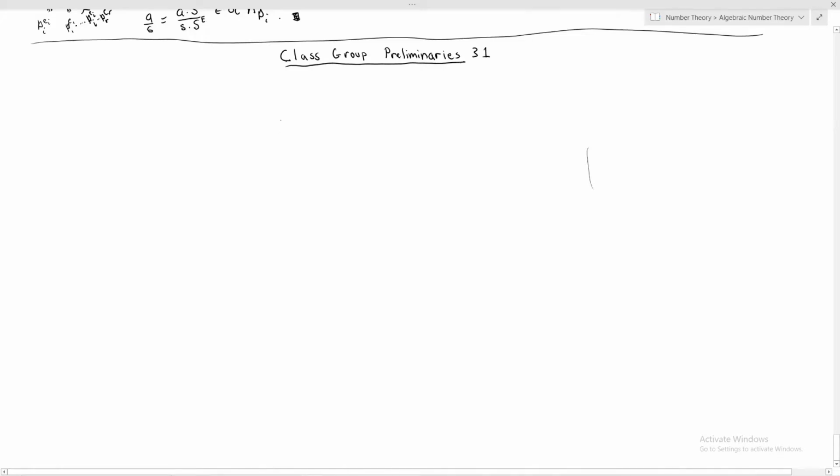Okay, hi everyone. This is lecture 31 in my series on algebraic number theory. Today we're going to be talking about some of the preliminaries you need in order to define the class group of a number field. Our goal is to define the class group of a Dedekind domain, and this is going to give us a useful invariant for Dedekind domains and in particular for number fields.